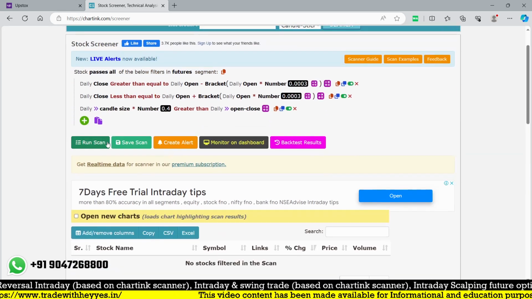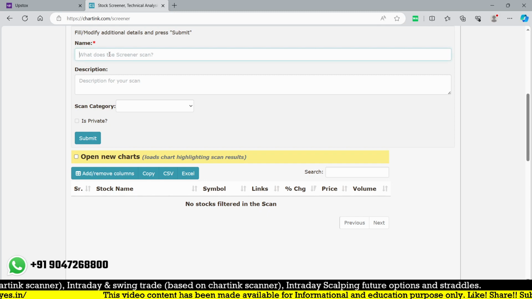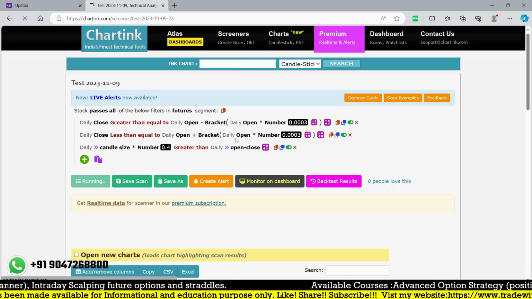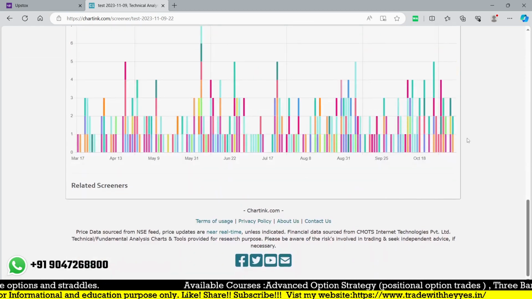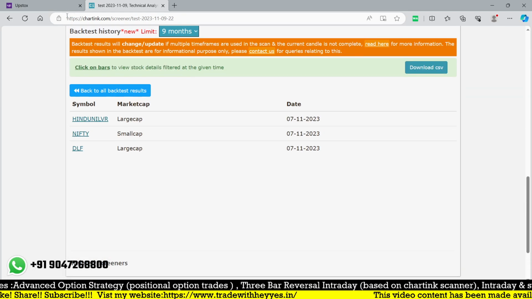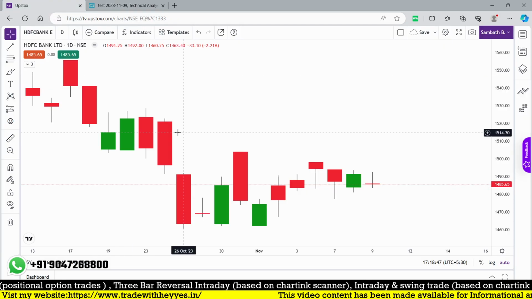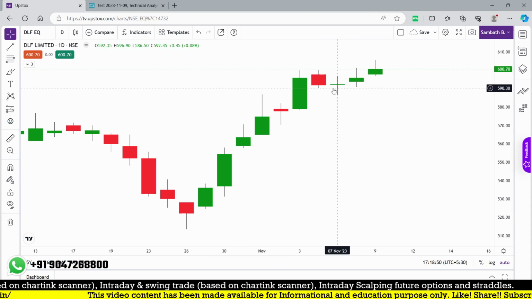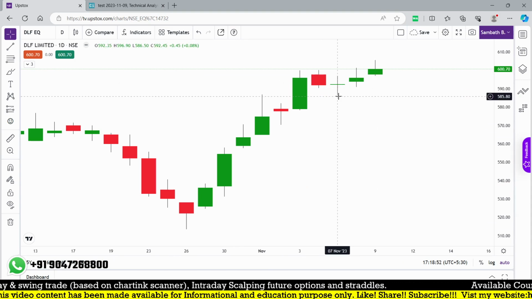Okay, so we need to save this first to get the backtest result. We are always saving it as a test. Once it is completed, we can give a name for this, and you can see many stocks happening here. Like in this one, DLF, so on the 7th. So DLF, you can see this is a 7th doji body.